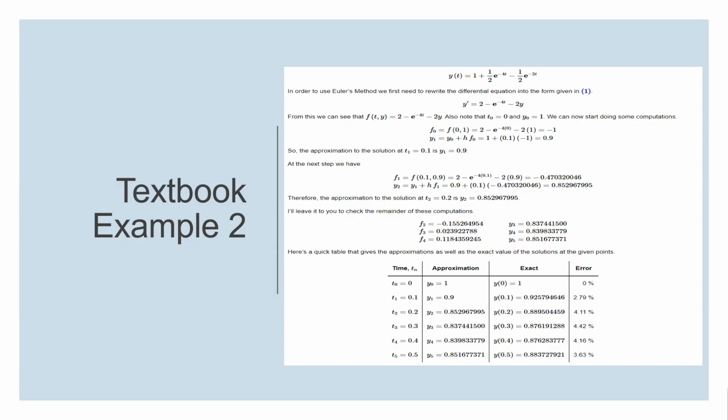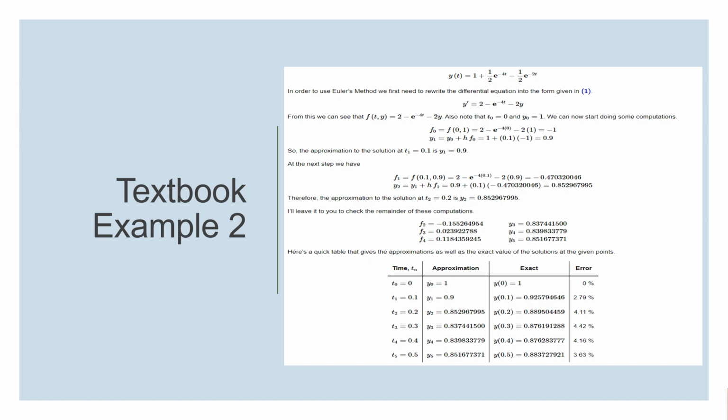This is the second textbook example for Euler's method. This one's a bit more in depth than the first one, as you must find the derivative of the function first before you plug it into the formula. The derivative of the function y of t equals 1 plus 1 half e to the negative 4x minus 1 half e to the negative 2x is y prime equals 2 minus e to the negative 4x minus 2y.